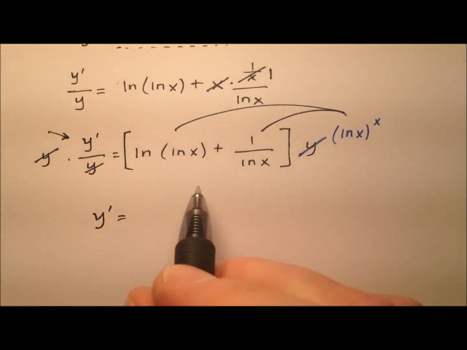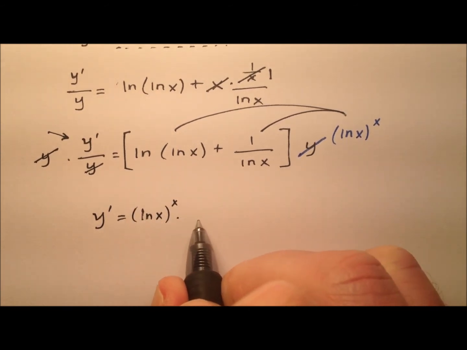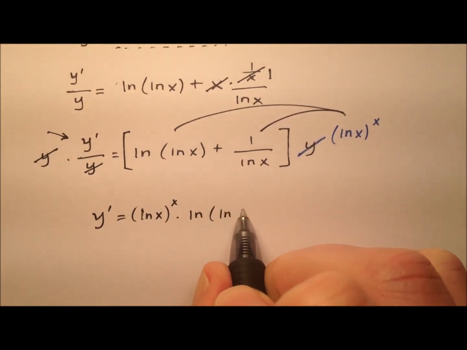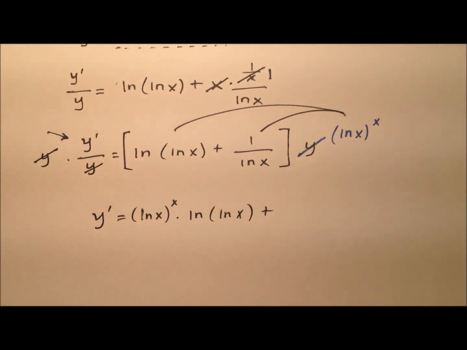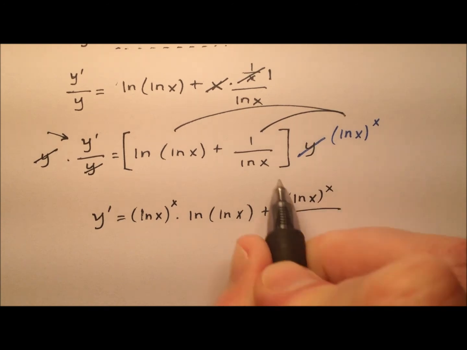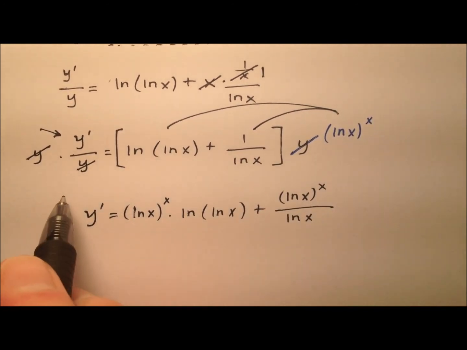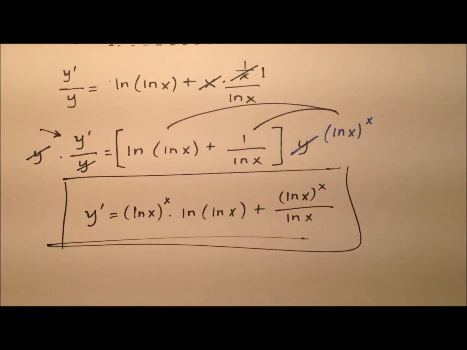So what it looks like I'm going to have now is the natural log of x raised to the power of x times the natural log of x, plus the natural log of x raised to the power of x over the natural log of x. And of course you could leave it this way. This is one good way to do this.